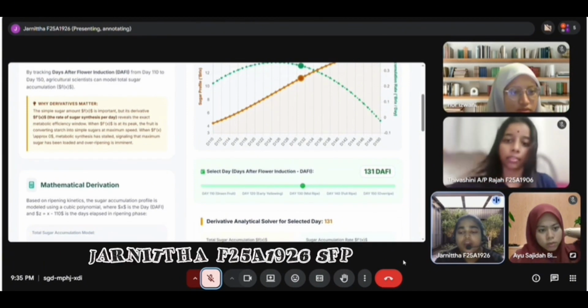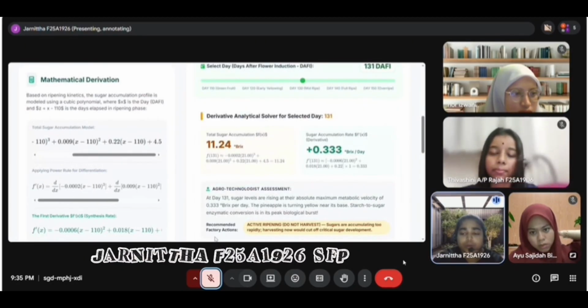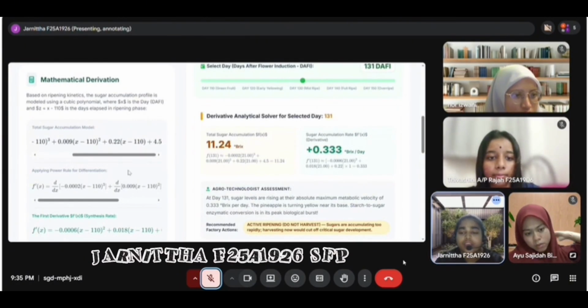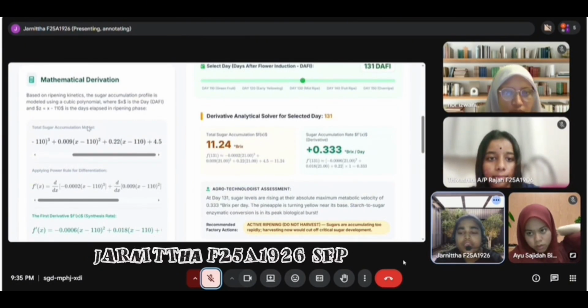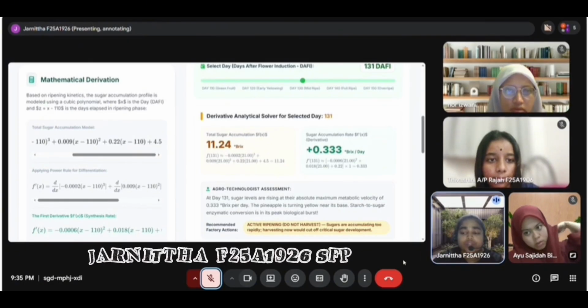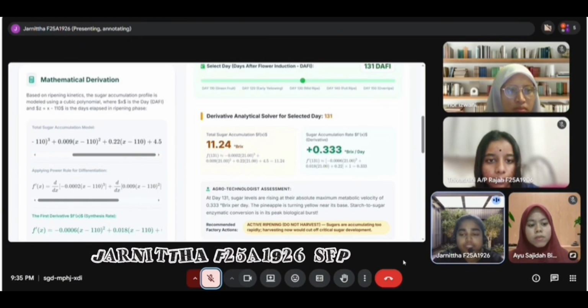Now I will explain the mathematical modeling section. This equation represents the total sugar accumulation throughout the ripening process. Next is the mathematical derivation section.